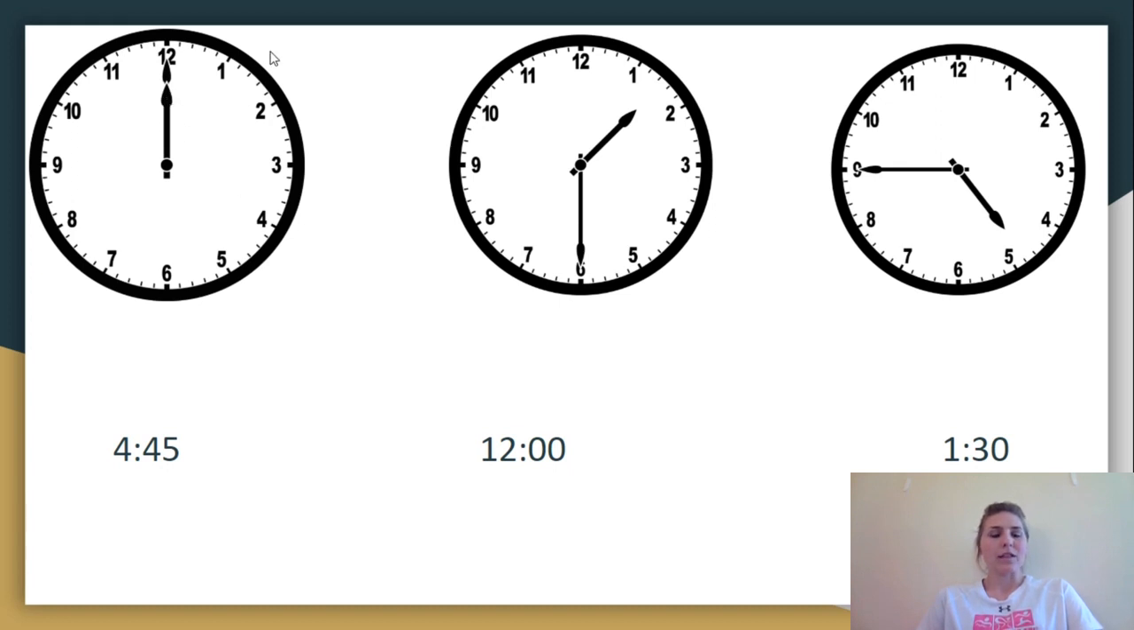Okay, so let's look at this first clock. I'm sure you noticed that both the hands are pointing up towards the 12, and it looks like they're directly on. So this one would be 12 o'clock.